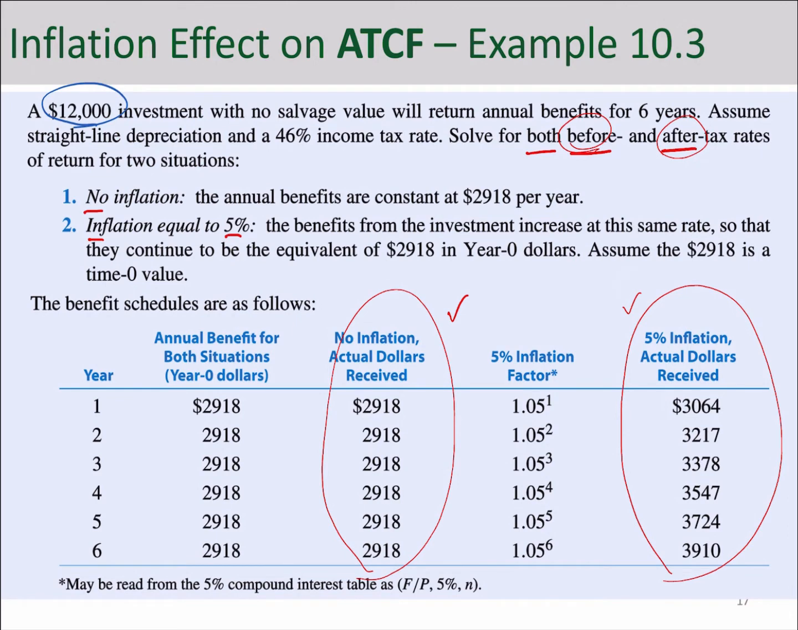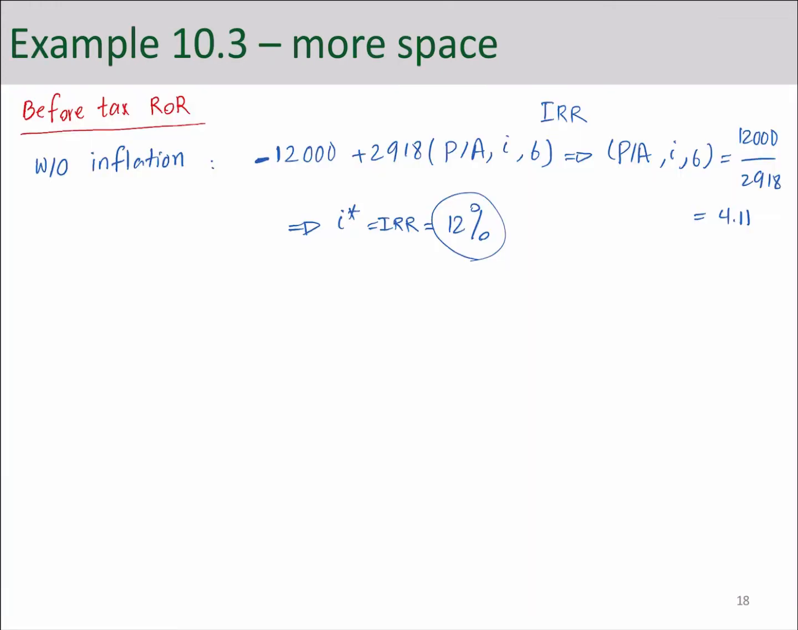In that case, you're working with this cash flow, with the same negative 12,000 at year 0 and all of these benefits over 6 years. At the end, the rate of return that you get when you convert it to a real rate, as opposed to the market rate, by taking away inflation, remains at 12%. So with or without inflation, for the before tax calculation, it really doesn't matter. Inflation doesn't have any impact.